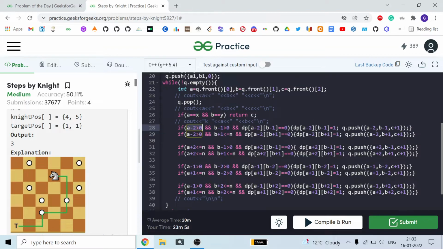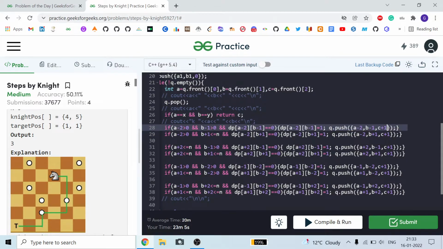So first I check a minus 2 and b minus 1, then a minus 2 and b plus 1. This condition is covered. And my dp of that coordinate should be equal to 0, unless it makes a cycle. Then we mark the dp as 1, and we push that coordinate into the queue with c plus 1, because the number of steps here is 0, then here it is 1, 1, 1, 1, 1, 1. The number of steps for reaching any of these positions is equal to 1.